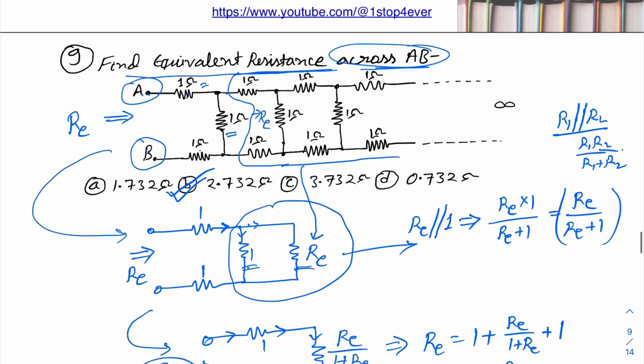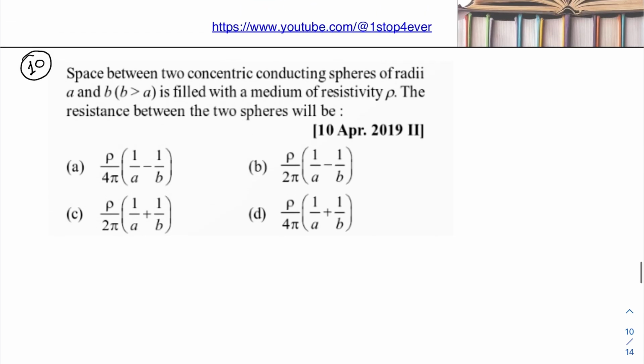Understood. Now what we did here is that we considered the symmetry. First, 1 ohm is connected in series and 1 ohm in parallel. So we will consider this one as R equivalent, and R equivalent plus any resistance will obviously be R equivalent, because it is an infinite series. Infinity plus any value will be what? Obviously infinity. So we will use this concept in these questions. Okay, this one is solved.